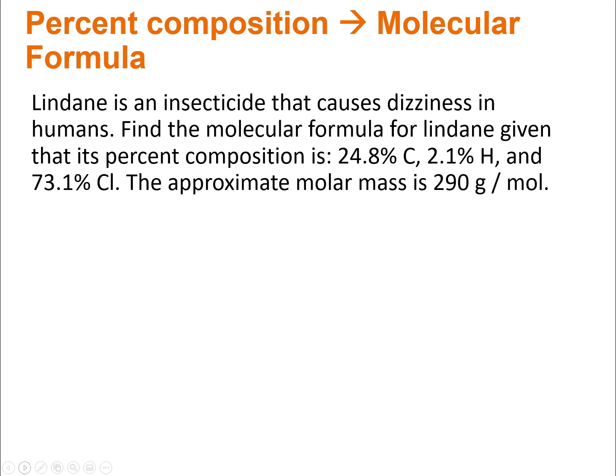So we have an insecticide that causes dizziness in humans. And all that we have is the percent composition, which has got carbon, hydrogen, and chlorine, and the approximate molar mass. The first step is going to be figuring out the empirical formula. And we do that using the percent composition.